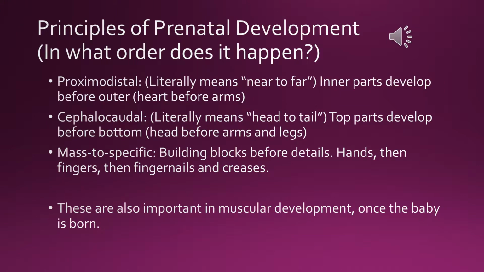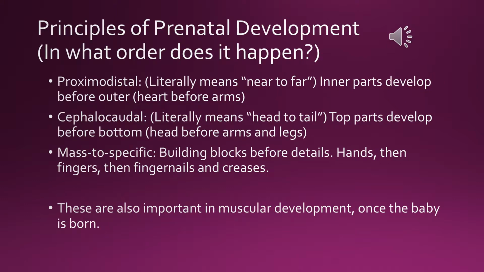What are the three principles of prenatal development? The first one is proximodistal. If you think of the word proximity, proximity meaning nearby, distal meaning far away. So it literally means near to far. And we're going to find out later in development, muscular development, once the baby is born, that these things also apply.